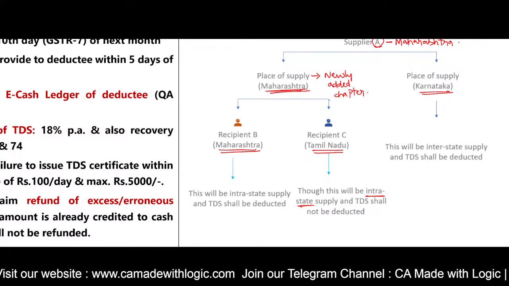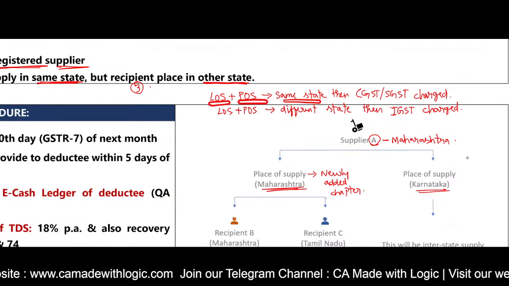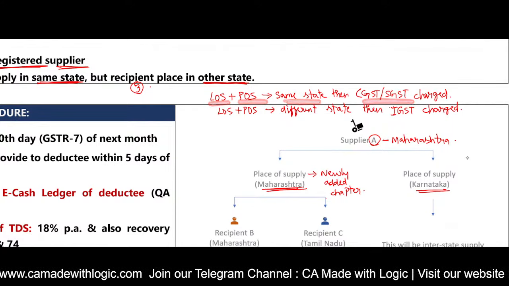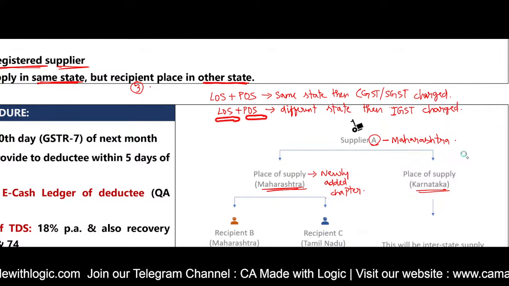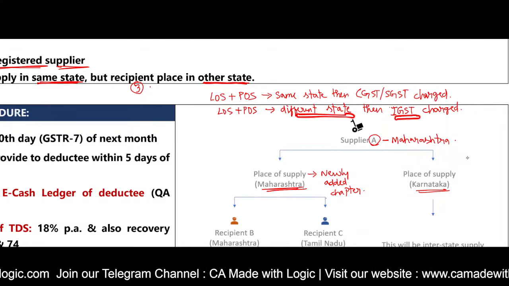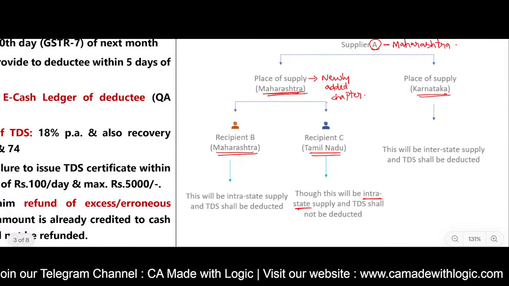Be careful about it. I have written over here also: if the location of supplier and place of supply is in the same state, then CGST, SGST, that is intrastate supply, it will be. If the location of supplier and place of supply is in different states, then IGST will be charged. So here comes another beautiful example.